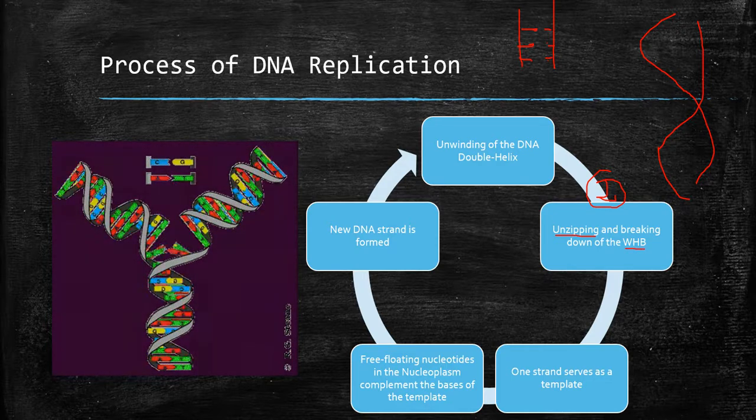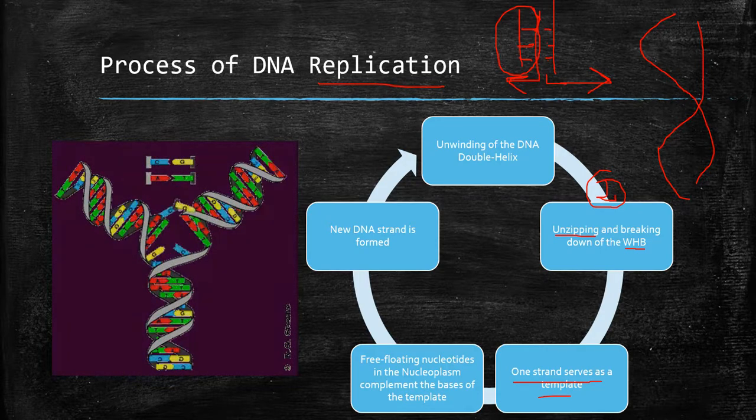Which means the bonds between here are going to be broken. One strand goes one side, the other goes the other side. I hope that makes more sense. So they're going to unzip, and then one strand will serve as a template, which means, for instance, this strand will serve as a template for our DNA replication process. I'm going to use that one as a template. So it's kind of like that.